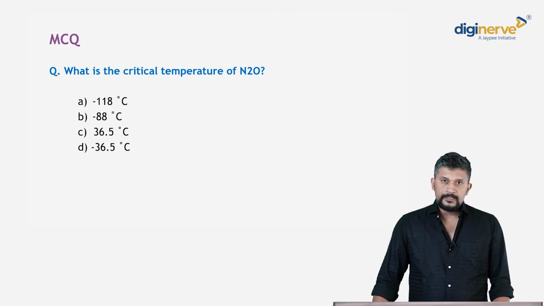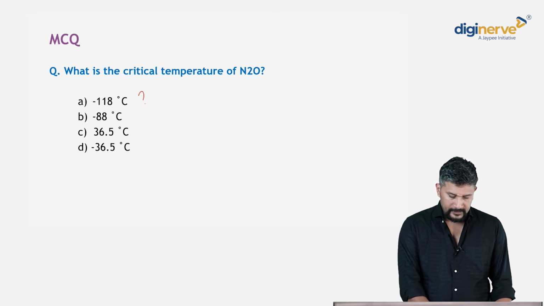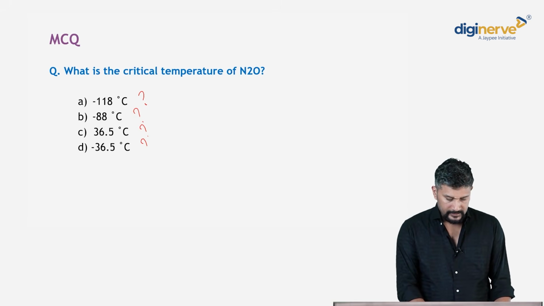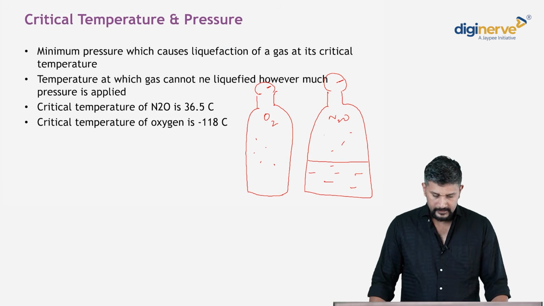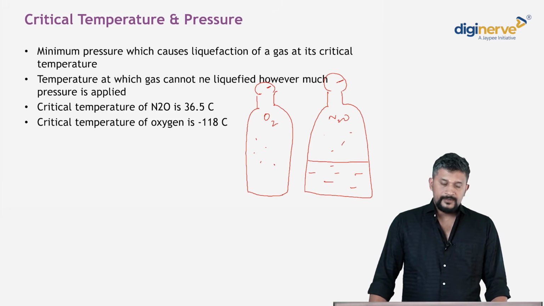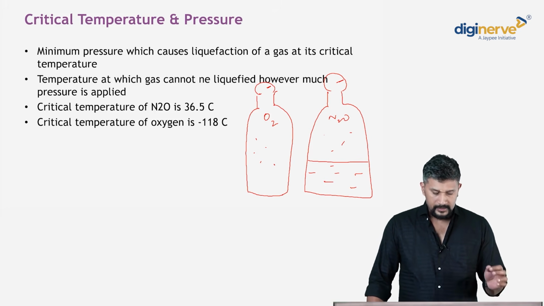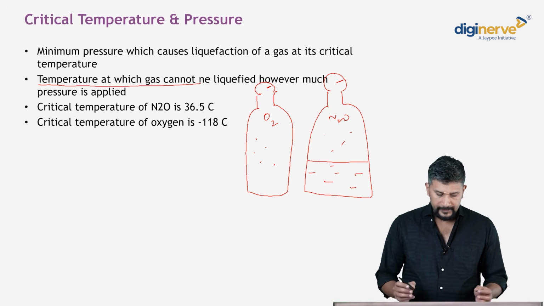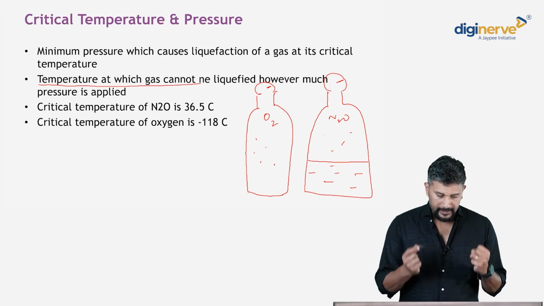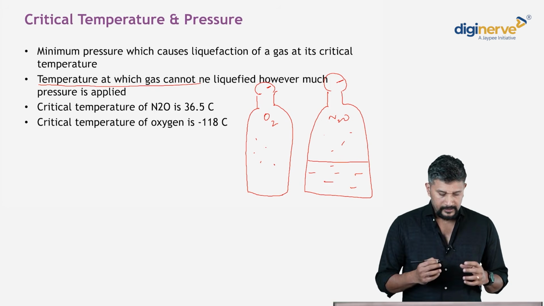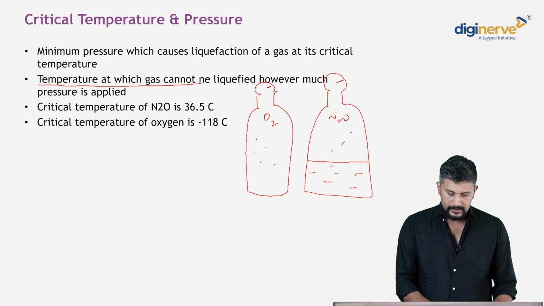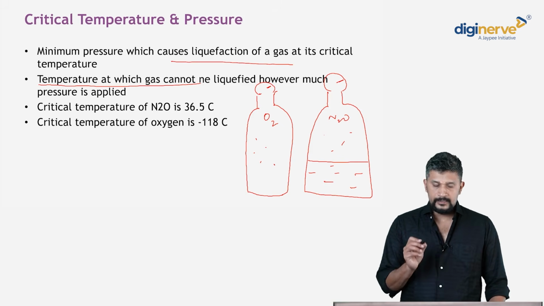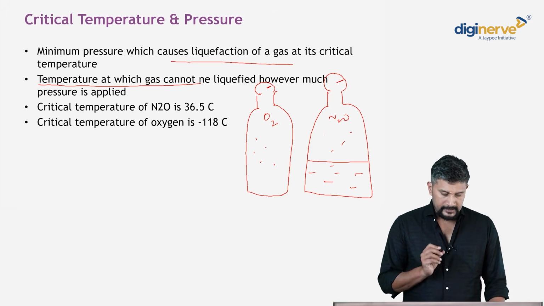What is the critical temperature of nitrous oxide? Is it minus 118 degrees Celsius? Is it minus 88 degrees Celsius? Is it plus 36.5 degrees Celsius? Or is it minus 36.5 degrees Celsius? So, to answer this question, we need to know what is the critical temperature and pressure. Critical temperature is the temperature at which a gas cannot be liquefied however much pressure is applied. Critical pressure, on the other hand, refers to the minimal pressure which will cause a liquefaction of the gas at its critical temperature. Now, why is this important?